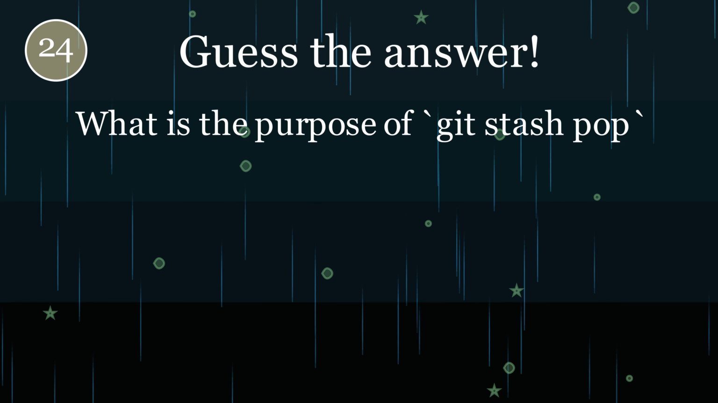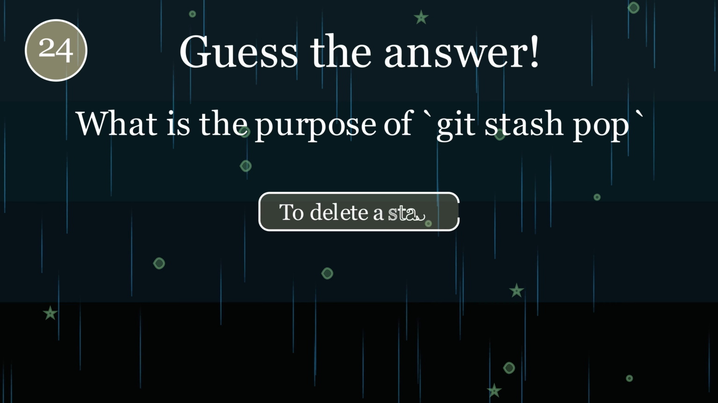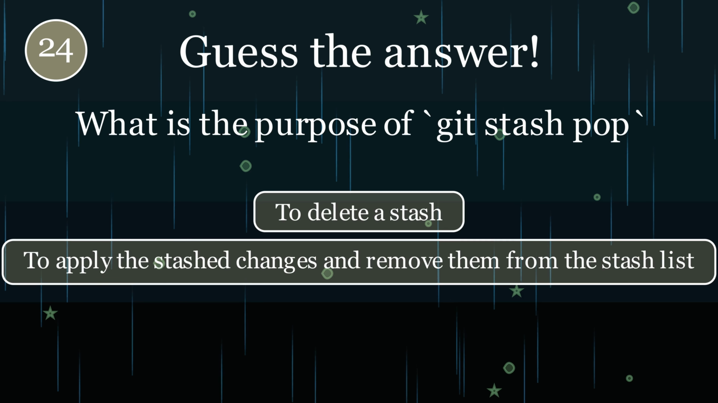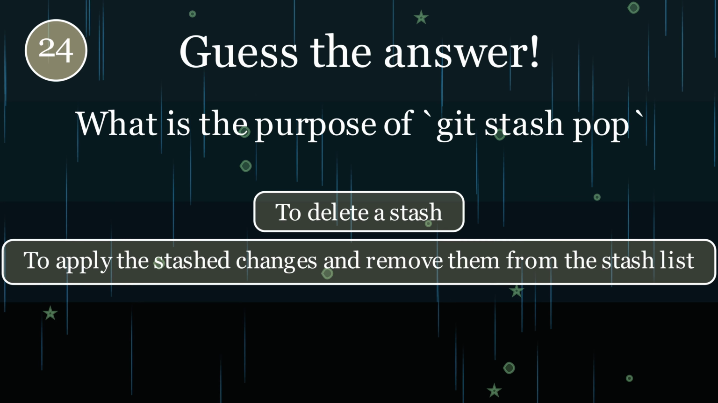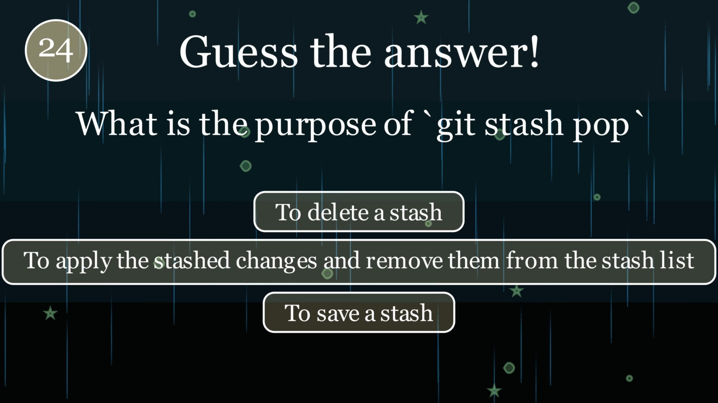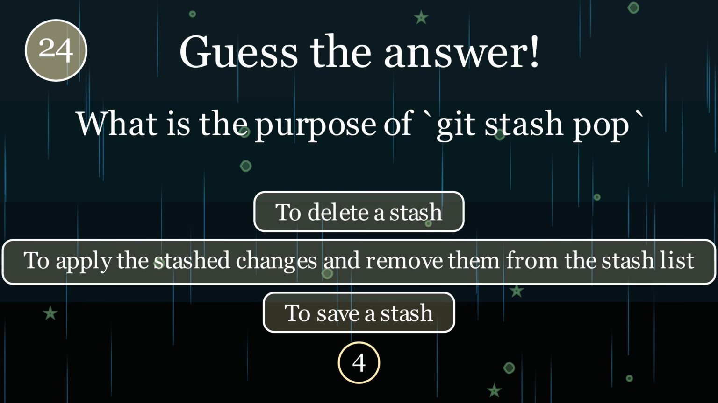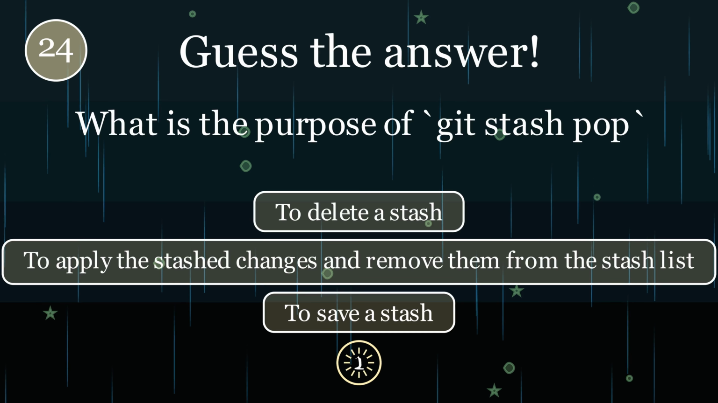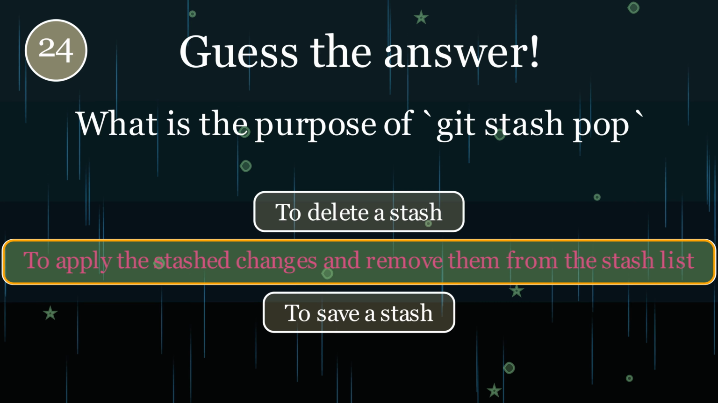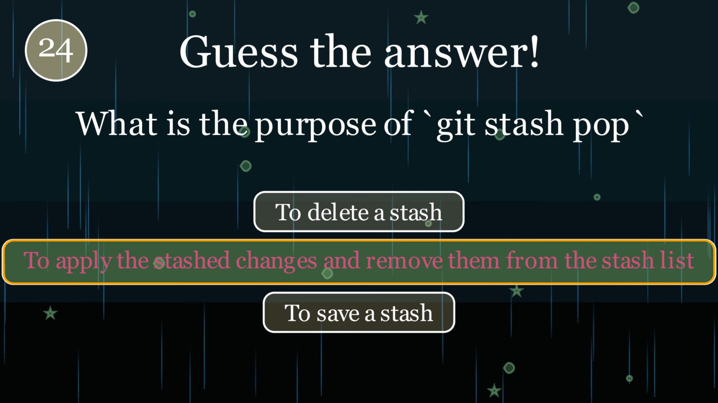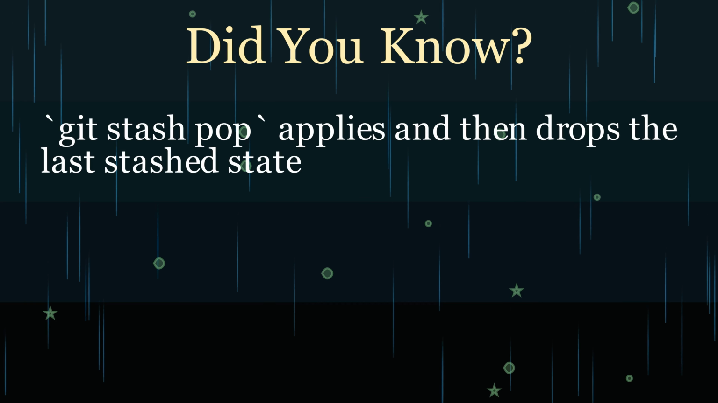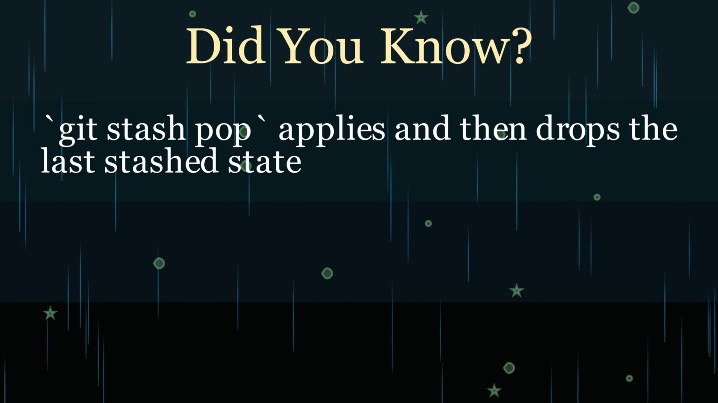What is the purpose of git stash pop? To delete a stash. To apply the stashed changes and remove them from the stash list. To save a stash. The correct answer is, to apply the stashed changes and remove them from the stash list. Impress your friends with this fact: git stash pop applies and then drops the last stashed state.